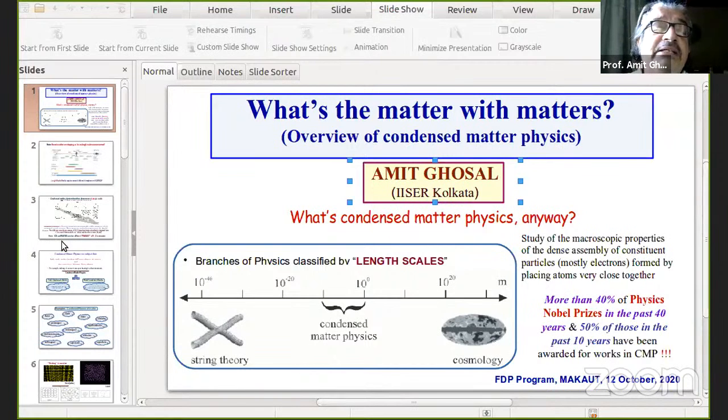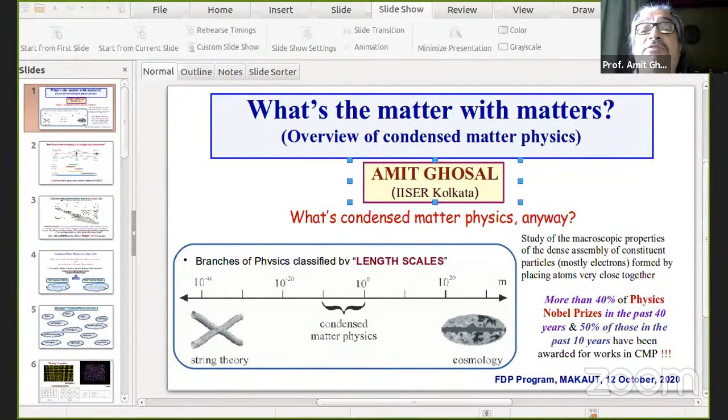And then in between, there are many other subjects, like particle physics or high energy physics, which will be just to the right of string theory, and below that there will probably be nuclear physics, and so on and so forth. So basically, depending on the distance between the constituent particles which make up the physics of a particular subject, we classify physics in different ways. That classification can continue even beyond physics.